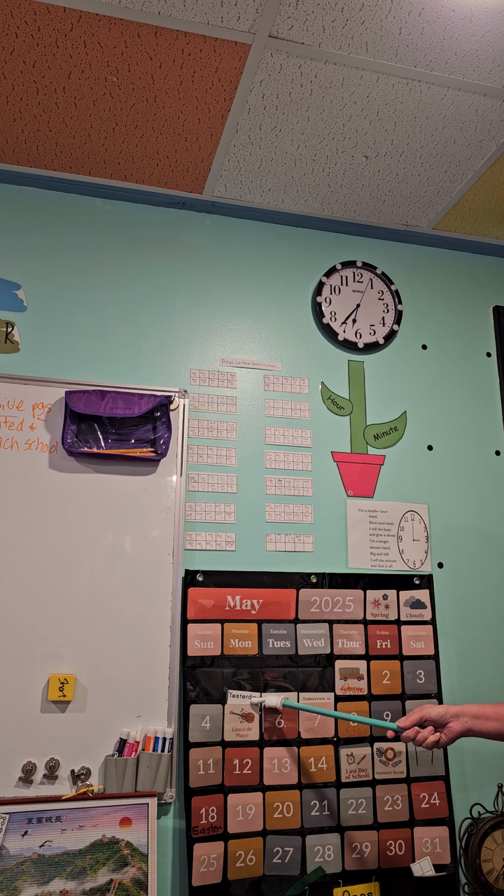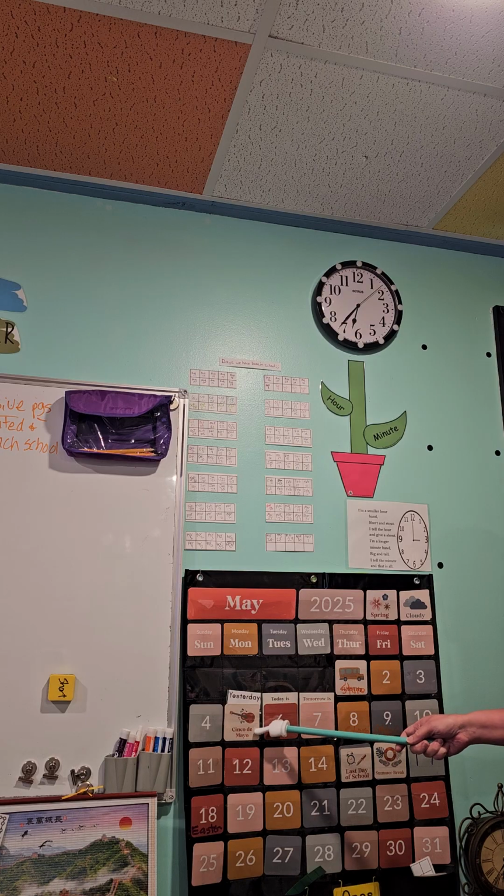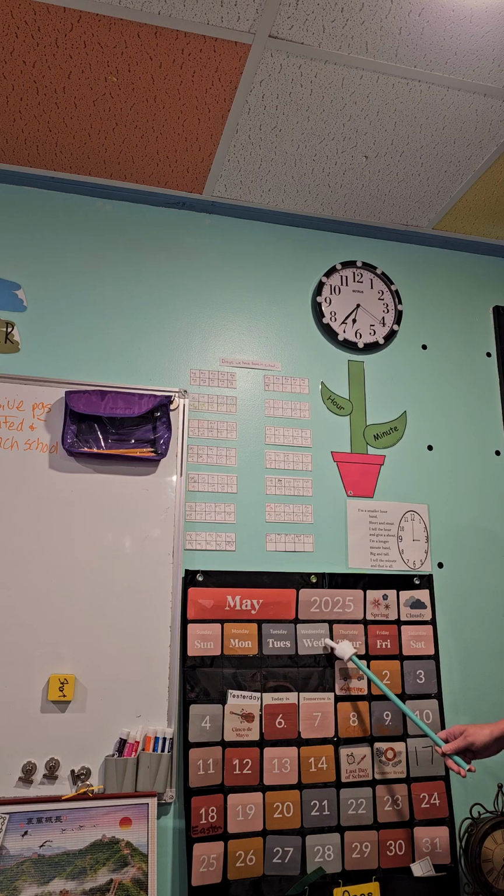So yesterday was Monday, May 5th, 2025. Today is Tuesday, May 6th, 2025. Tomorrow is Wednesday, May 7th, 2025.